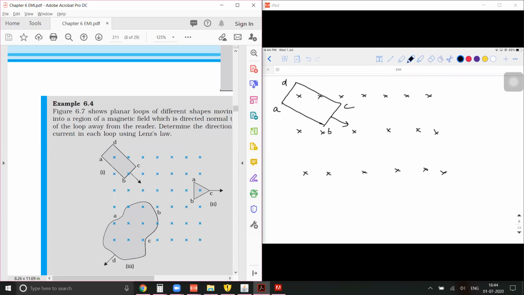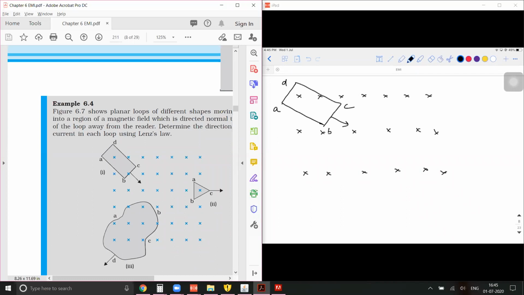If I talk about the first coil, the first thing I need to verify if I need to apply Lenz law is whether the flux is increasing through the coil or decreasing through the coil. Increasing, same polarity. Decreasing, opposite polarity. So make a note of it. This is the key when you solve the problem. If the flux is increasing, same polarity. The flux is decreasing, opposite polarity.